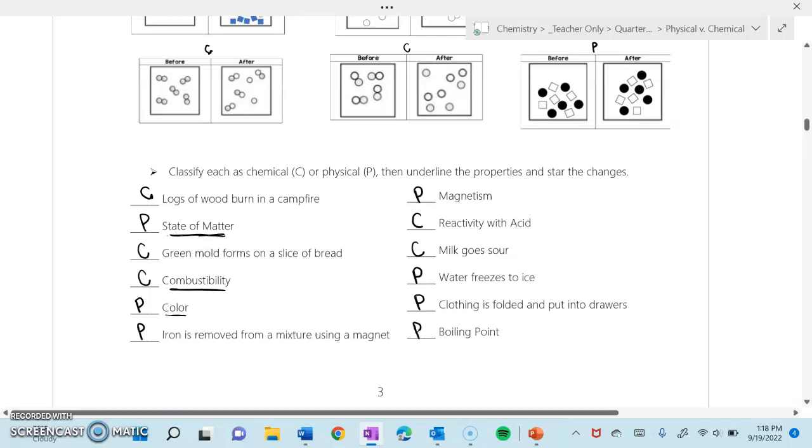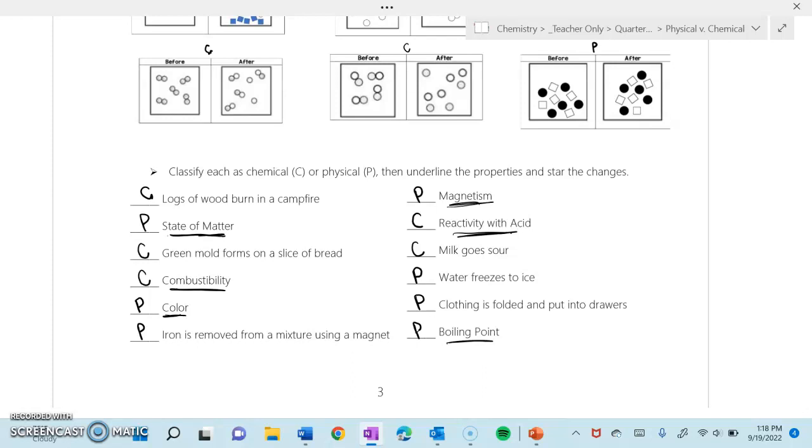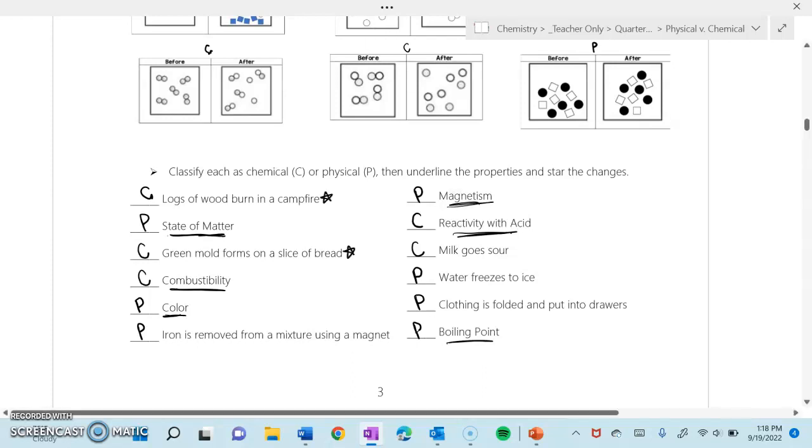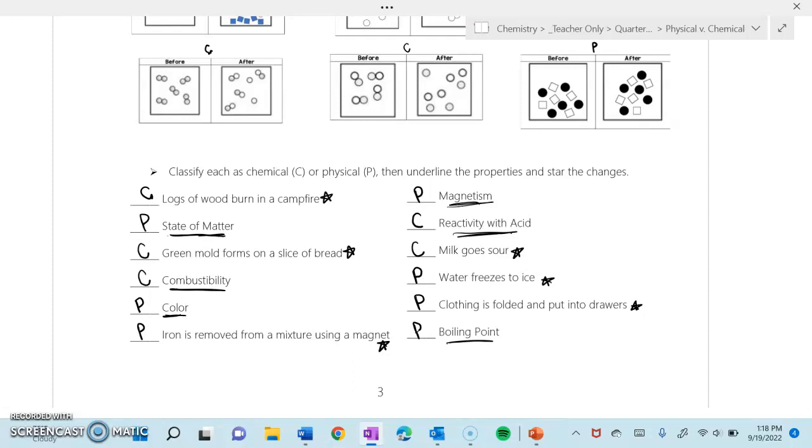Okay. Color, magnetism, reactivity, boiling point. Those are properties. The others kind of describe a before and after. Burning, molding, using a magnet, milk souring, water freezing, clothing folded. Those would all be the changes. Changes are usually in kind of the verb form, if you will, and properties are in the noun form. That's just another way to think about it. Properties look like categories of characteristic or observations. Changes describe what happened.